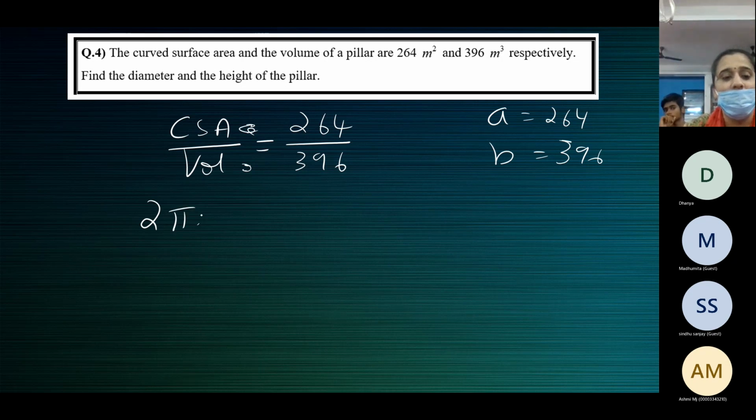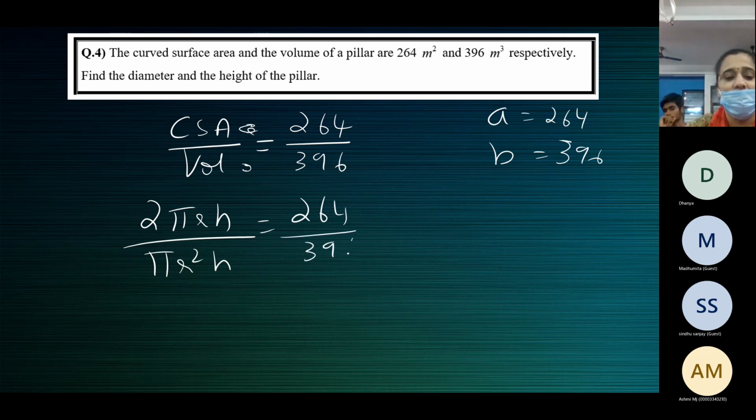What is the CSA formula? It's a cylinder. 2 pi RH by volume pi R square H is equal to 264 by 396. Now H and H will get cancelled because it's the same cylinder. It's only one pillar, not two different pillars. It's not R1, H1 and all that, because it's the same pillar. So radius and height are the same for the same pillar.